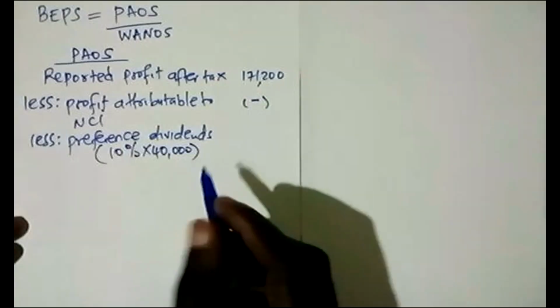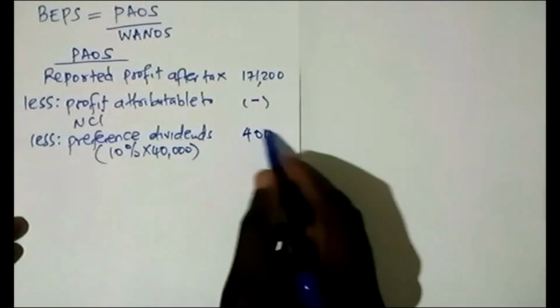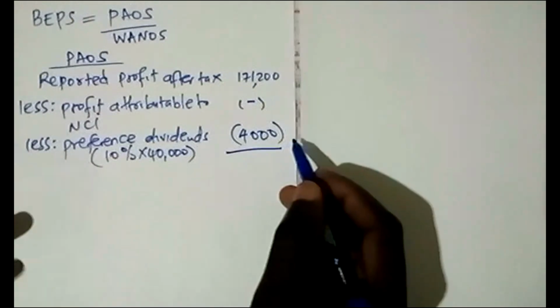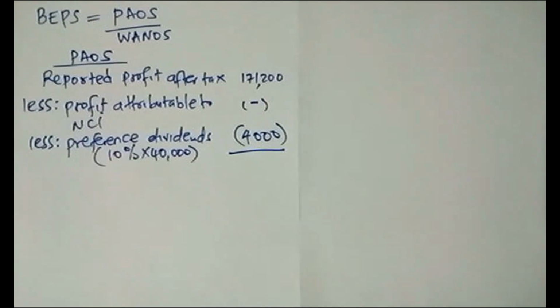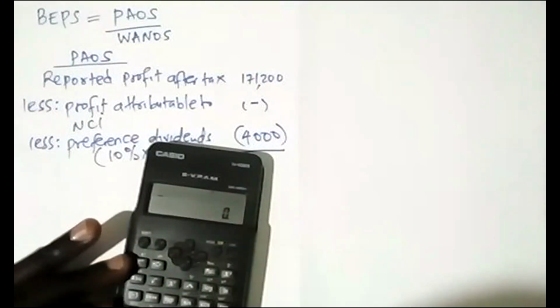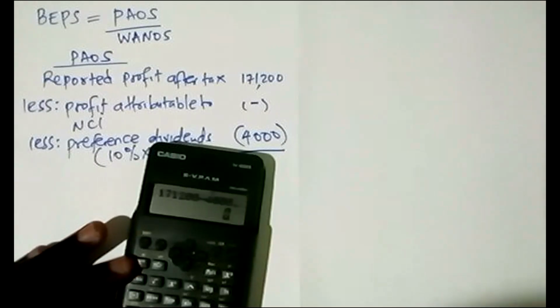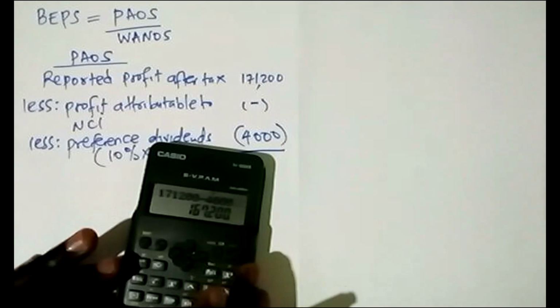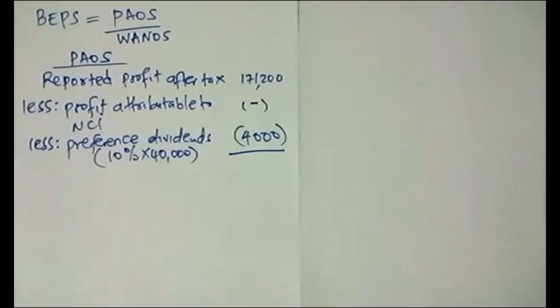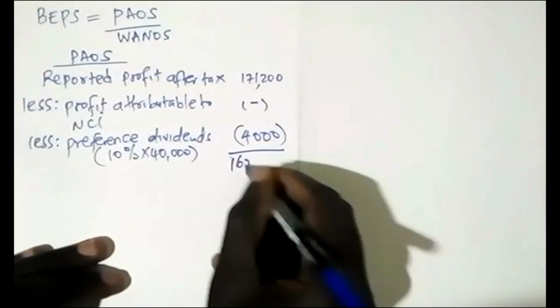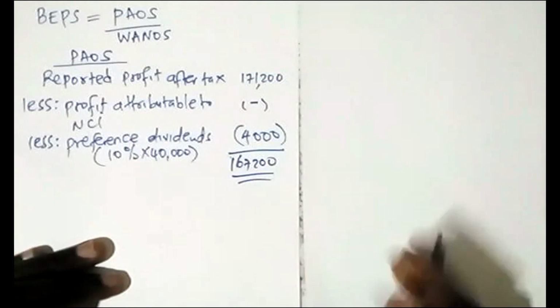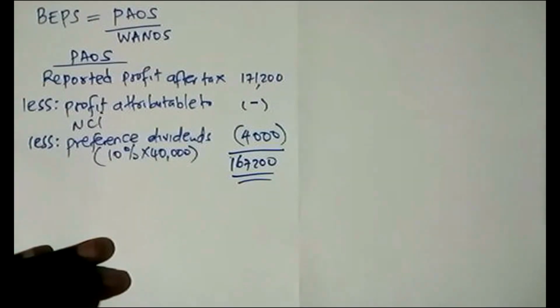So that is 4,000. I can use my calculator to get the difference. If I take 171,200 minus the 4,000, I'm getting 167,200, and that is the profit attributable to ordinary shareholders.